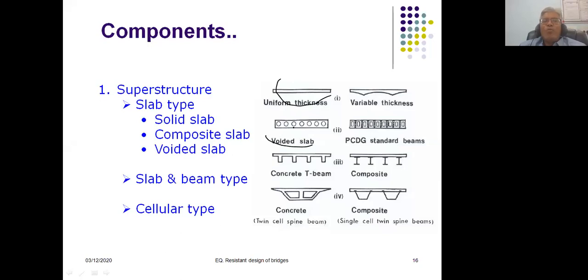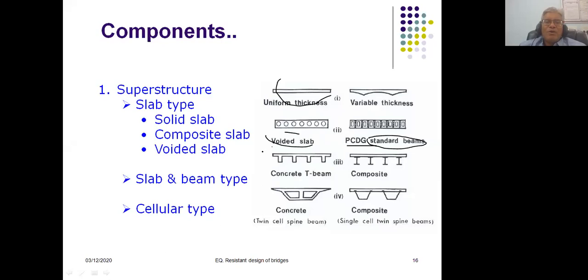Voids may be inserted into the slabs, and it is then known as a voided slab, just to increase the moment of resistance capacity. By increasing the depth of the section, we can increase the moment of resistance, and the weight of the section can be reduced. So it is known as a voided slab. These are standard bridge sections that are available, so you can use standard, prefabricated sections.